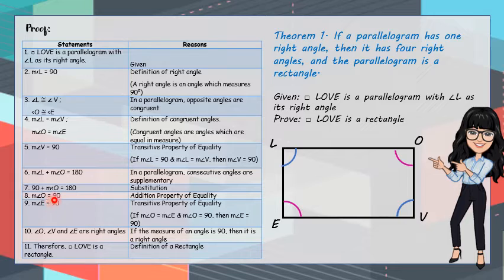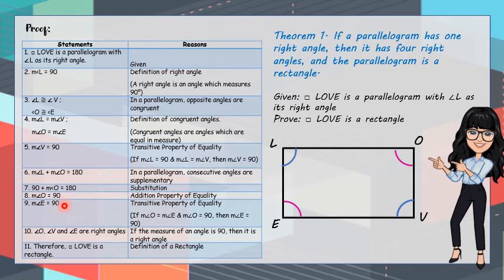So 90 plus measure angle O is equal to 180 degrees. Then we come up with the eighth statement. Measure angle O is equal to 90. Again, I've been saying 90 degrees, 180 degrees because the unit of measure for angle is degrees. But sometimes we are dealing with equations, so for you to not be confused, I have removed the unit, which is the degrees or the degree.